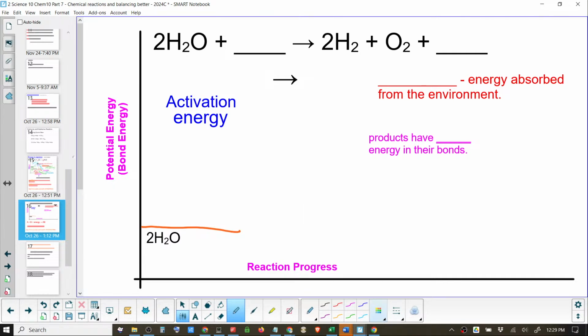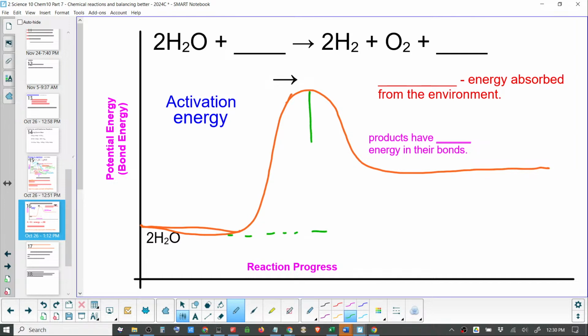As you're doing it, you still have activation energy, so it's still going to go up. But it's also going to get absorbed into the bonds. So now we have activation energy. And if I keep doing this, what is the change in energy? What I would call the delta H.